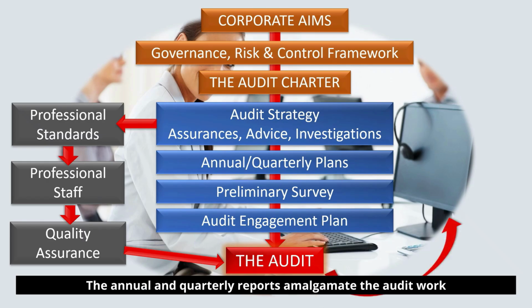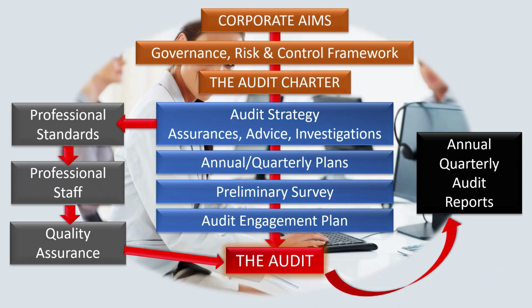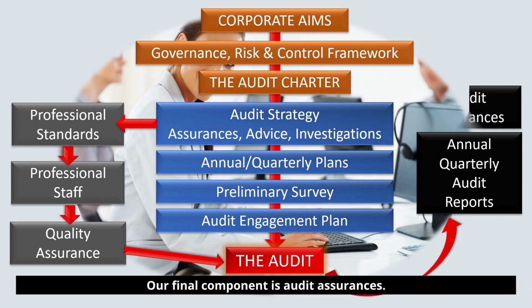The annual and quarterly reports amalgamate the audit work performed in the period in question, with two main components: the audit achievements and a summary of material issues regarding risk management and controls. The quarterly audit report is a more detailed 13-week version with statistics on chargeable hours and productivity, along with the status of each audit. Our final component is audit assurances.